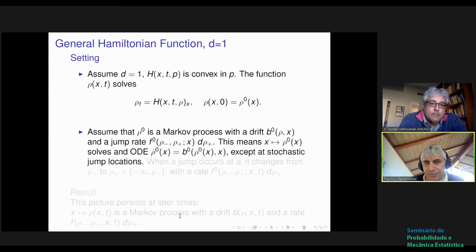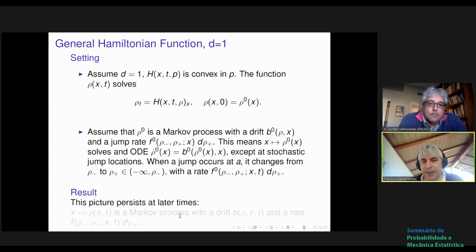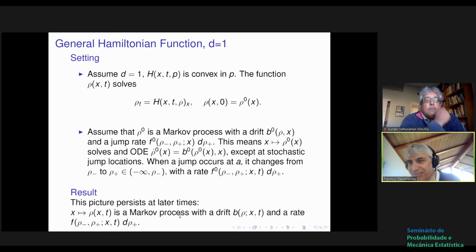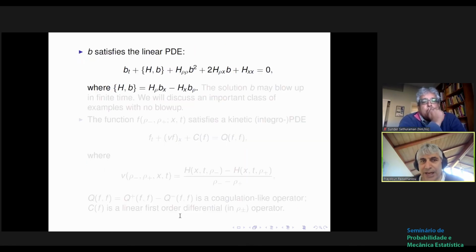So between jumps, I'm solving some ODE. And the claim is that this picture persists at later times. Meaning that at a later time, you're going to have a Markov process, but now the drift is inhomogeneous and you have to change it with time. You have a new drift. And the kernel also depends on x and t.